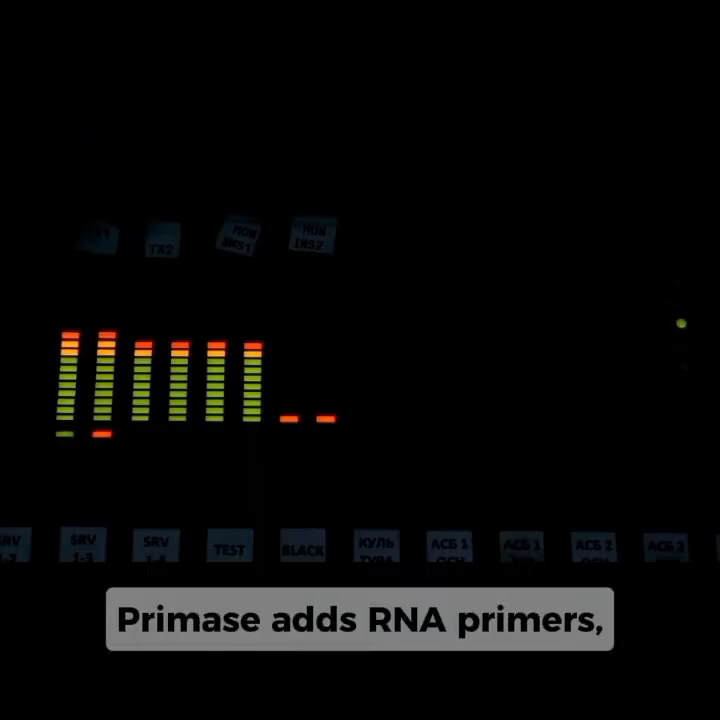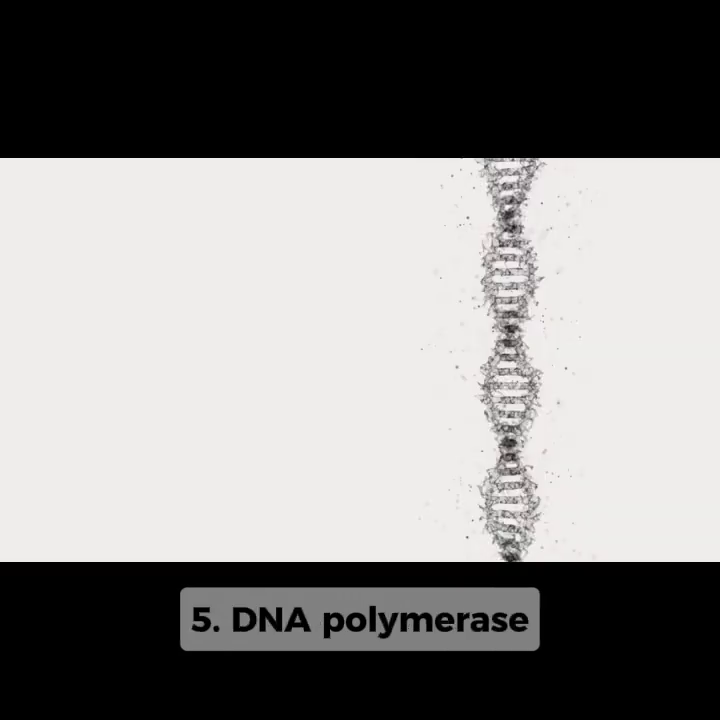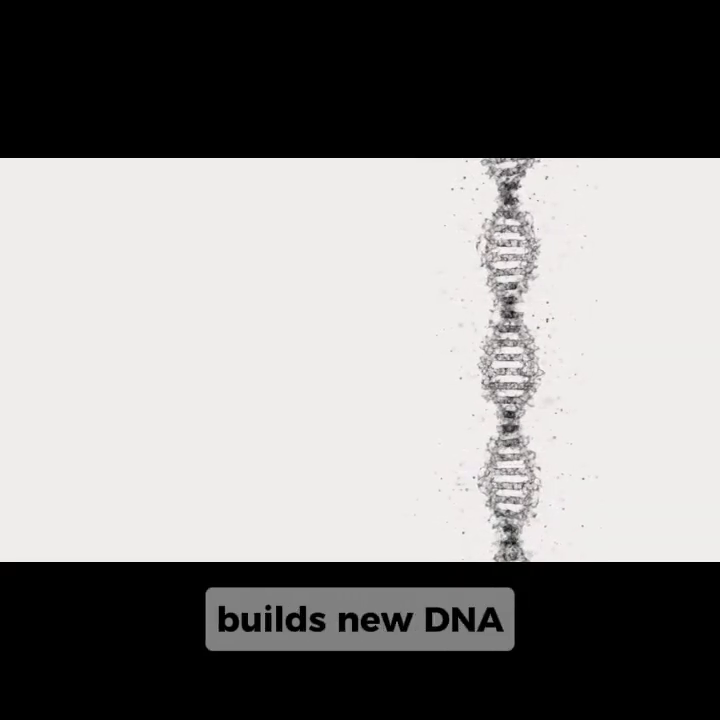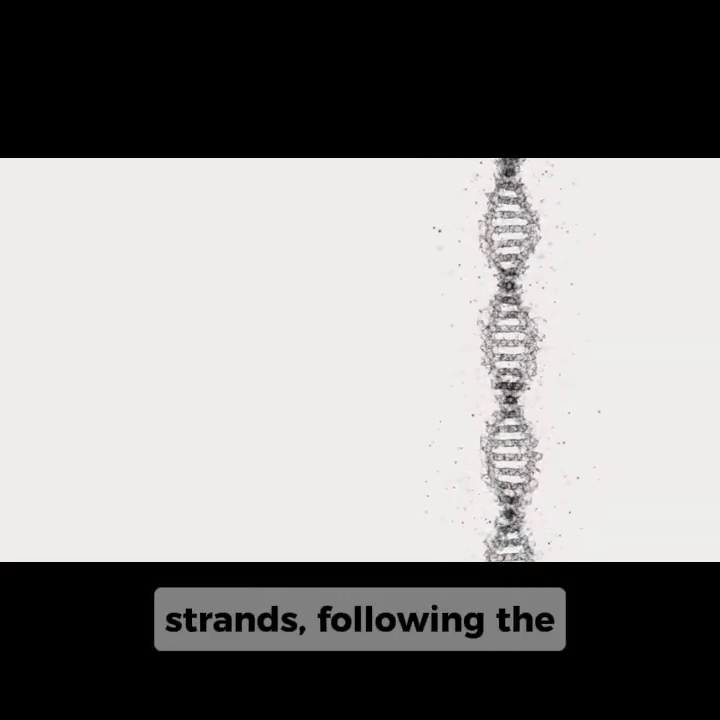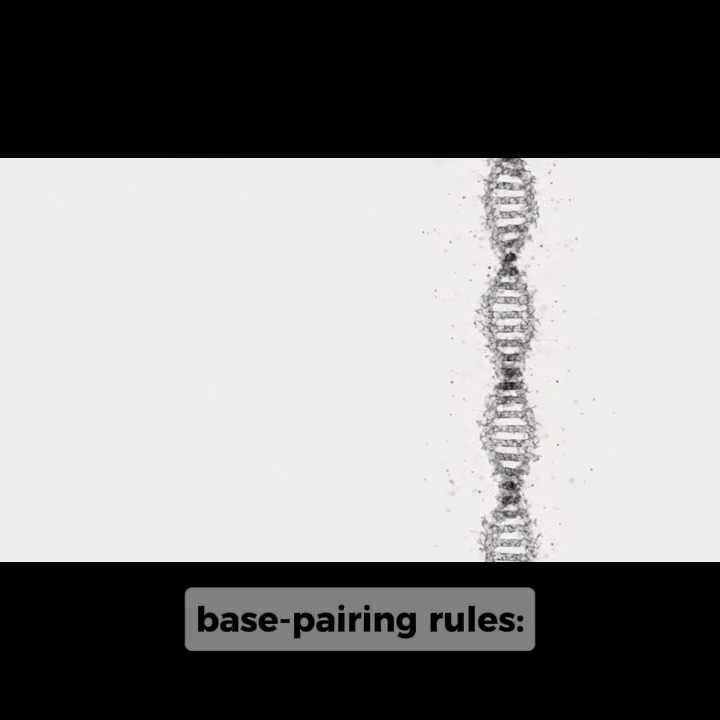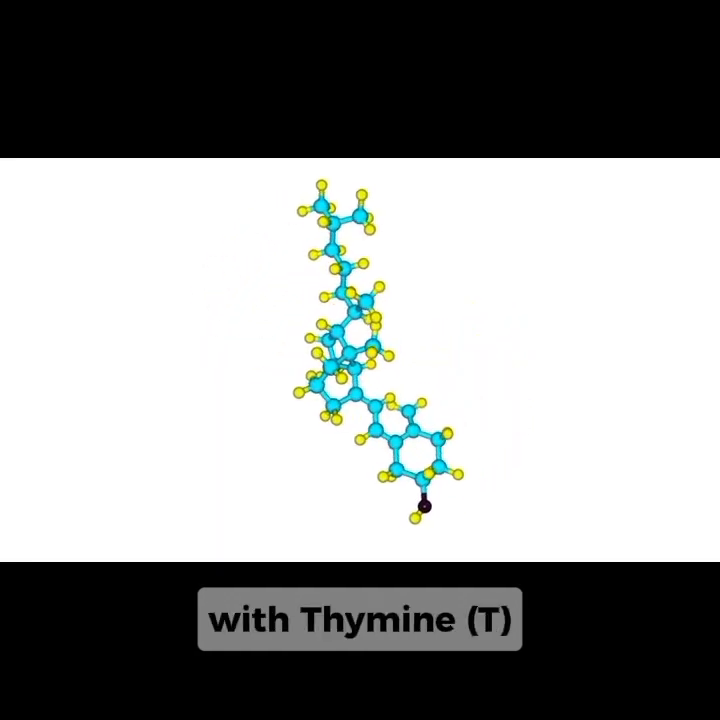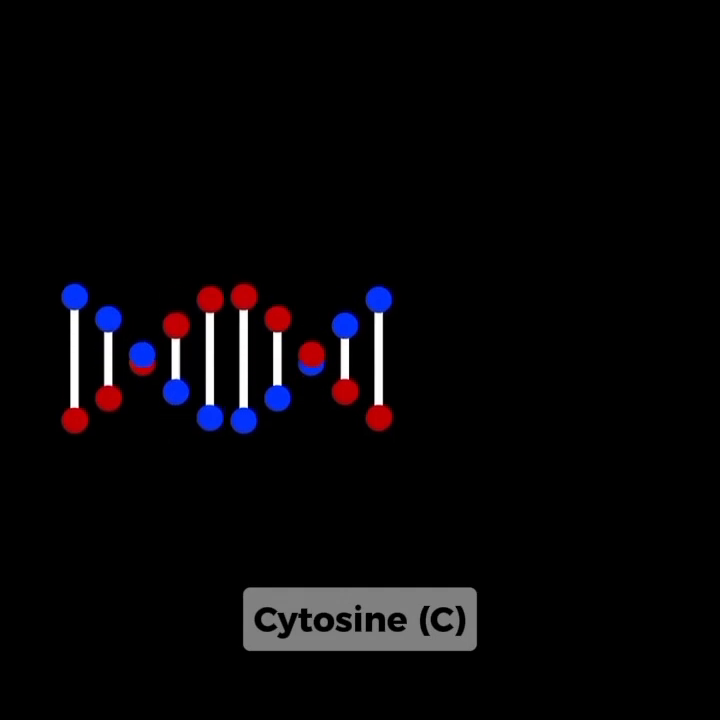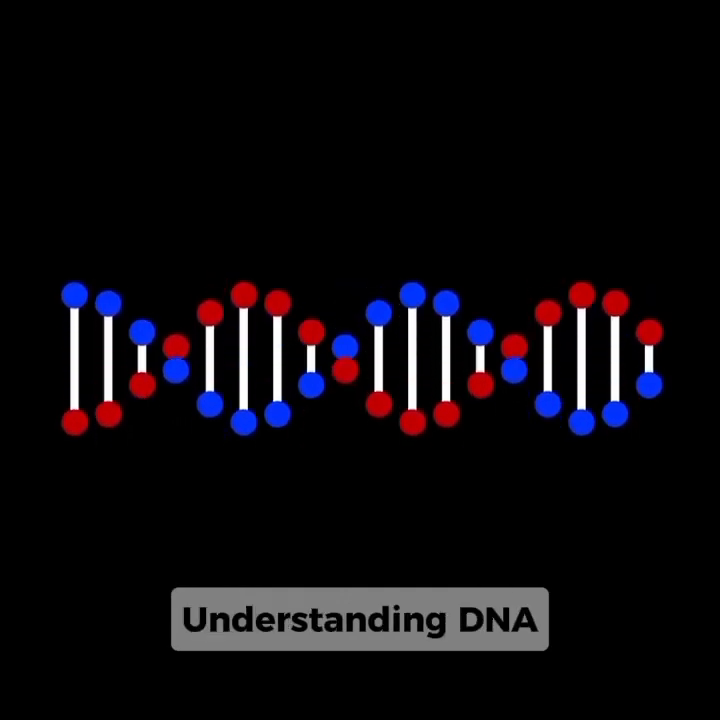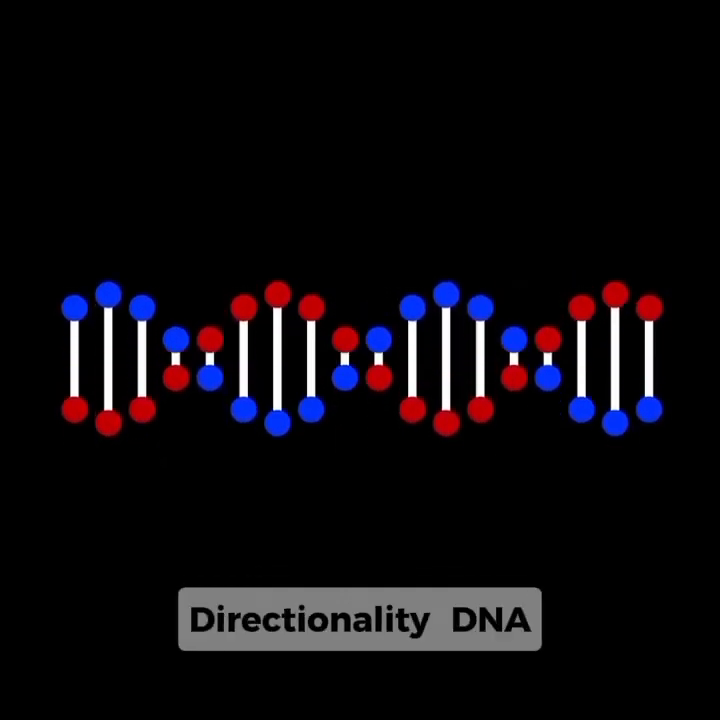4. Primase adds RNA primers, marking the starting points for replication. 5. DNA polymerase builds new DNA strands, following the base pairing rules: adenine (A) pairs with thymine (T), and guanine (G) pairs with cytosine (C).